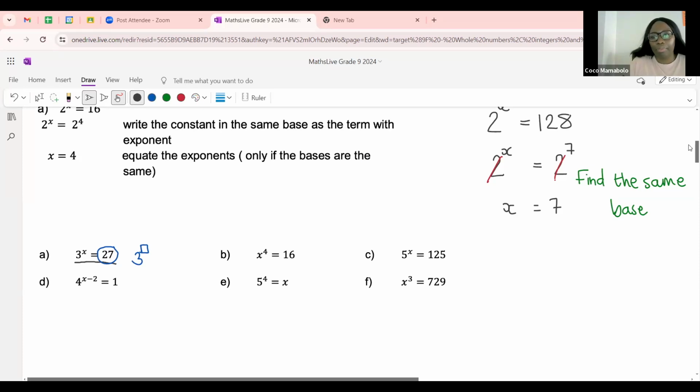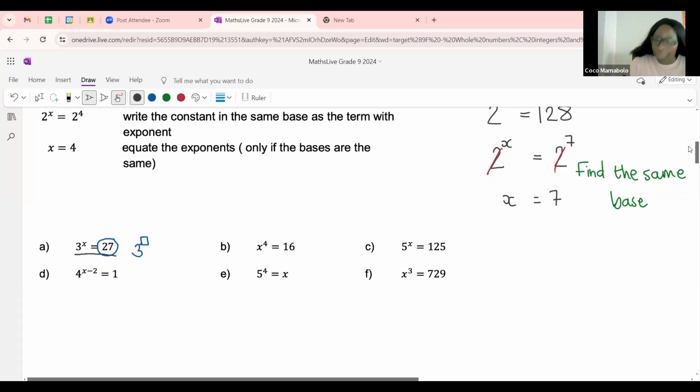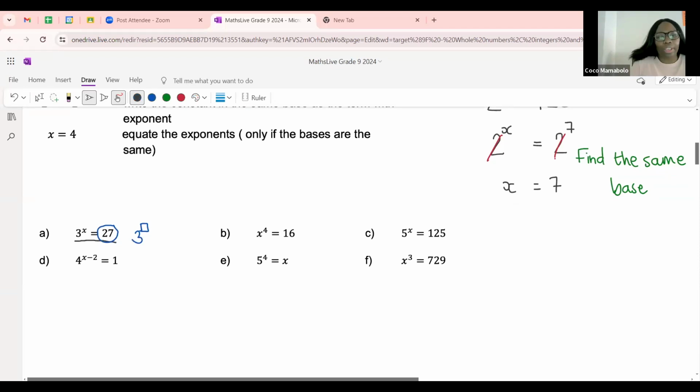3 to the power of what are we thinking? 3. Beautiful, my darling. Yes, absolutely. So I know I can write, I'm going to write A over here. 3 to the power of x is equal to 3 to the power of 3. Now that I have the same base, what can I do with my two bases, Tebogo? Cancel them. Absolutely. Cancel them. So what is x equal to there?